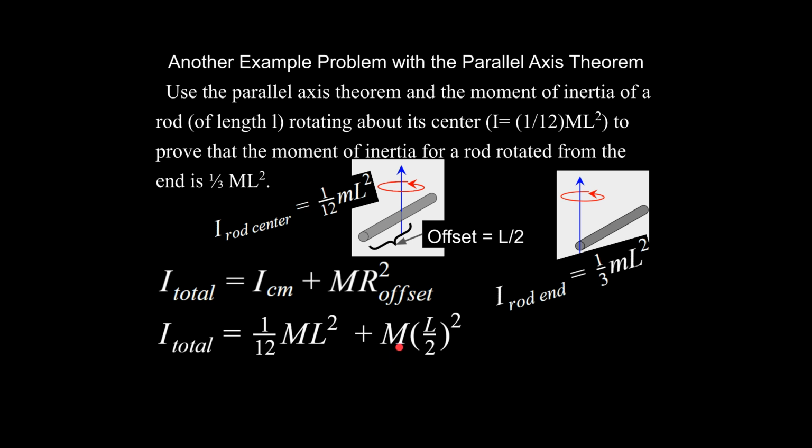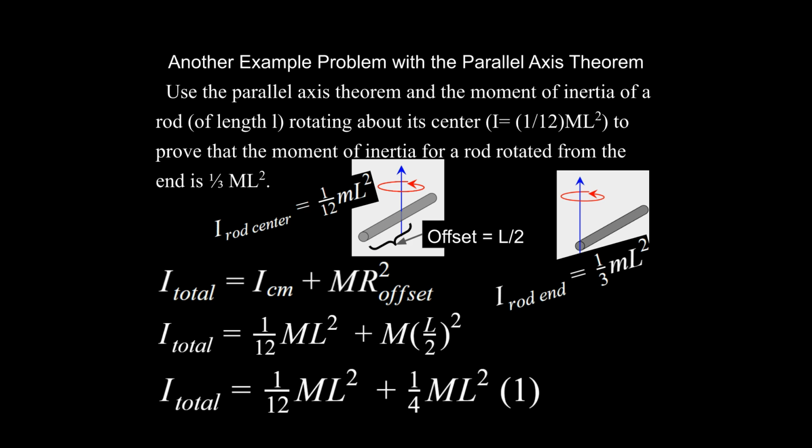And we're going to add this over here. This is our offset value. Notice that we're going to have m, we still have the same mass, L over 2. Why L over 2? Because we have offset by that much. We've offset by half the length of the rod. And that is all in here. And we need to square that entire value. So we're going to square that entire value. We end up with 1/12 ml squared plus 1/4 ml squared. I'm going to label that as equation 1 and drag it to the next slide.